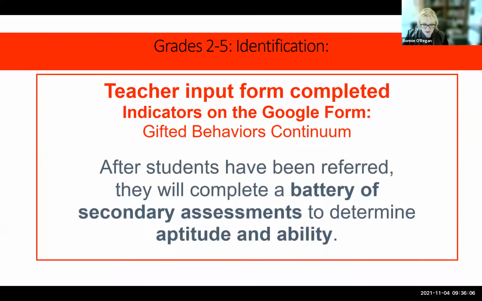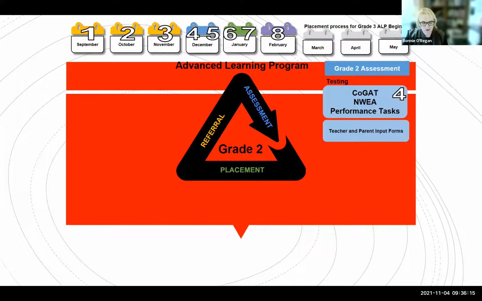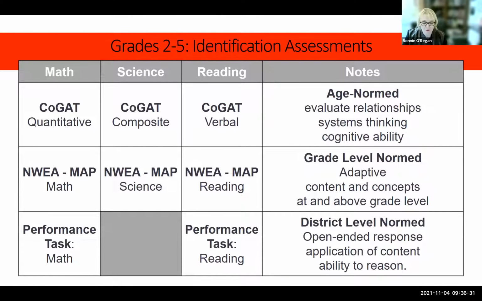Students referred will then complete a battery of secondary assessments to determine aptitude and ability. This is what we call the evaluation or assessment phase. Here, we gather information necessary for the placement decision. The assessments students take provide a multitude of information that is not already within the body of evidence gathered. Depending upon the academic referral area, students may take between 3 and 8 assessments.